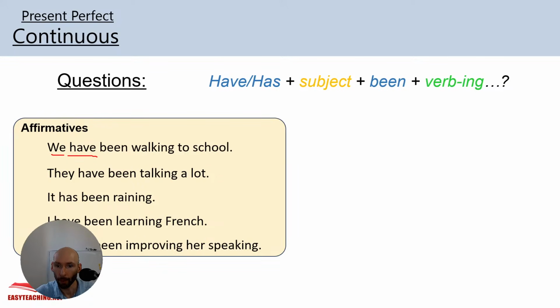Excellent question, Yisun. Have you been going to the market is perfect. You've got a present perfect continuous sentence. How about we have been walking to school? Has anybody had a go at that one that they would like to share with us?